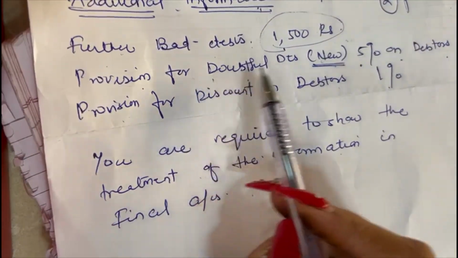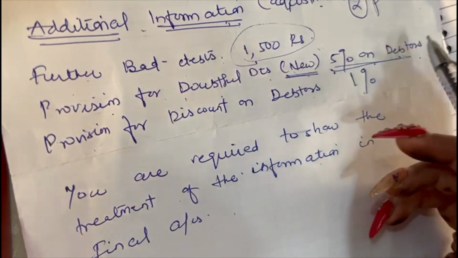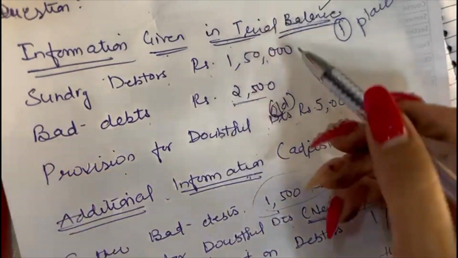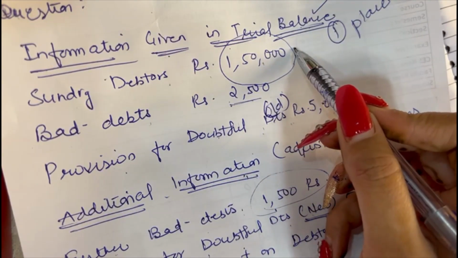Doubtful debts के लिए जो नया provision आप बनाएंगे, that will be 5% on debtors. बट हम इसे डेटर्स का जो अमाउंट ट्रायल बैलेंस में गिवन है उस पर कैलकुलेट नहीं करेंगे. We need to have some working notes for that. Let's have a look at that now.